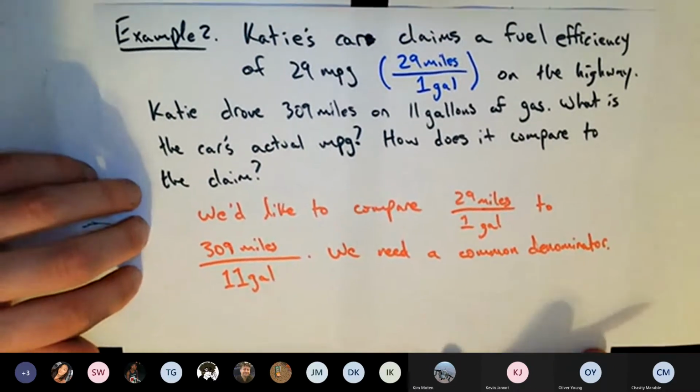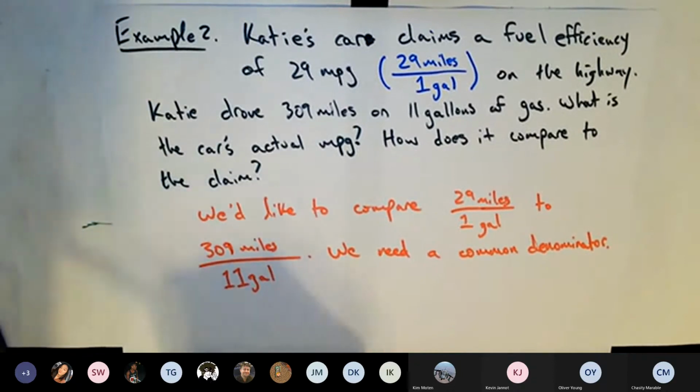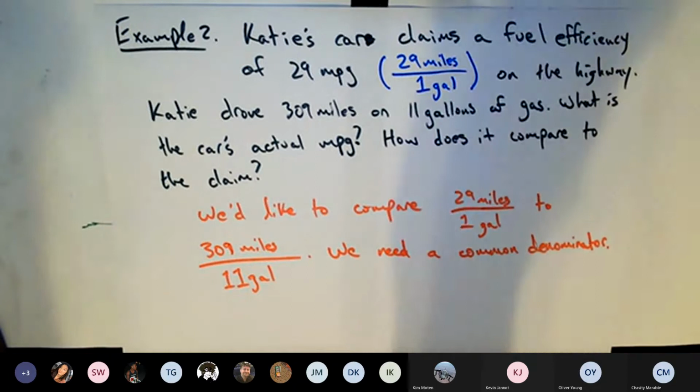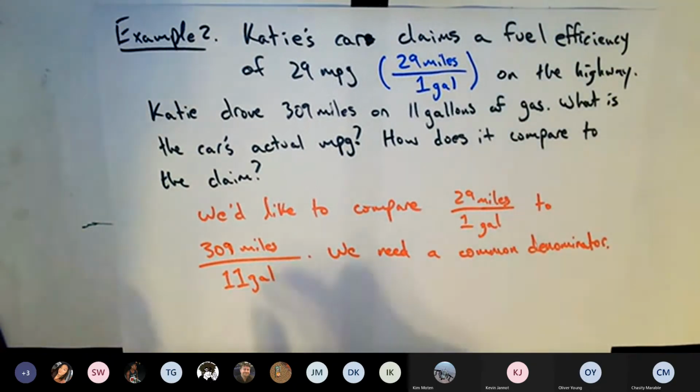Now, so typically what we would do is look at the two denominators and maybe try to bring one up to meet the other and then compare the numerators, right?